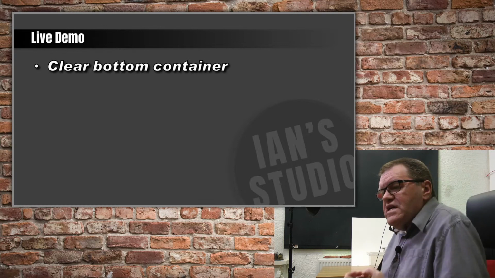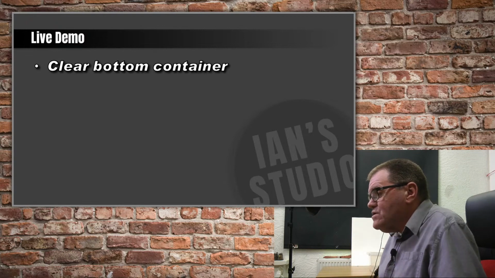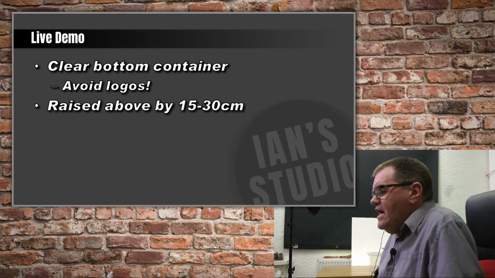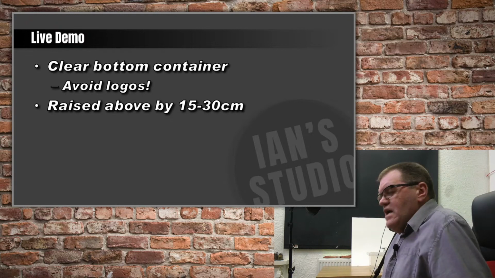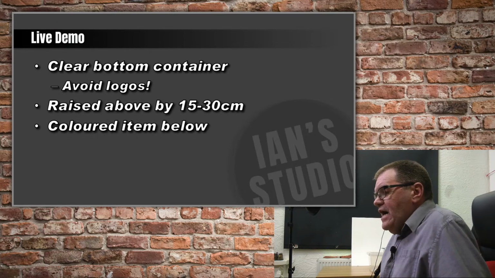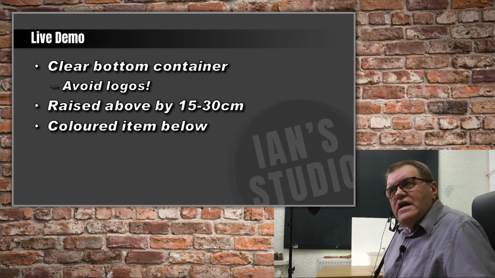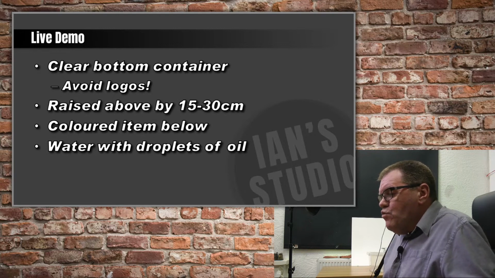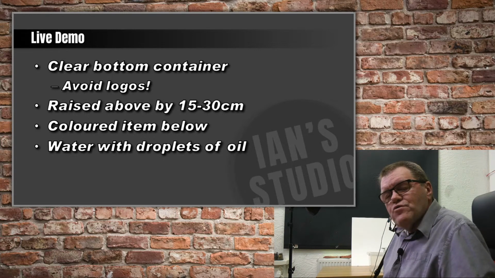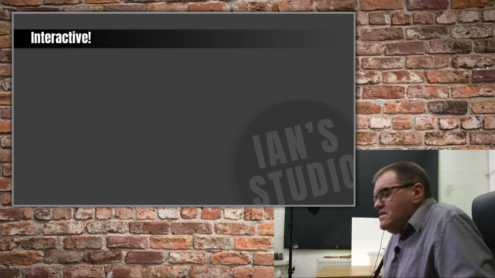Just to remind you of the key things for being able to do this. Have a clear bottom container. If it's got Pyrex on it, you'll get Pyrex in your images. It needs to be raised 15 to 30 centimeters above the item you're going to use for the colour. You put a coloured item there, and as you can see, it can be almost anything. I used wrapping paper, a bag from a charity shop, and a page from a Pixapro magazine. You put water droplets and oil droplets onto the water and swirl them around with a spoon to create the patterns where you want them. And it's really as simple as that.